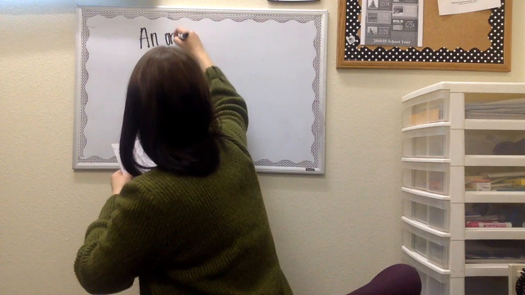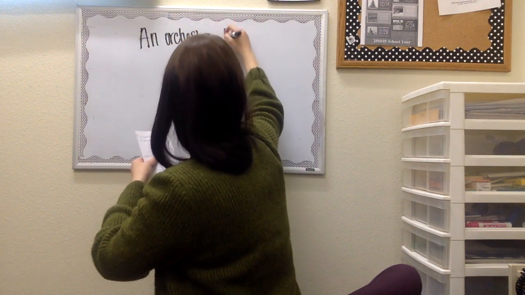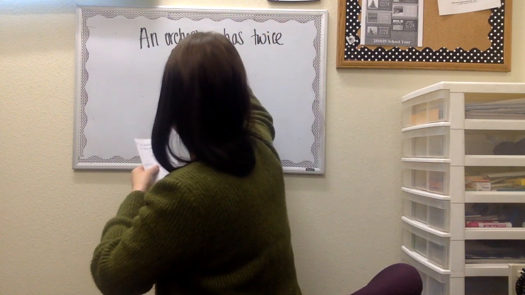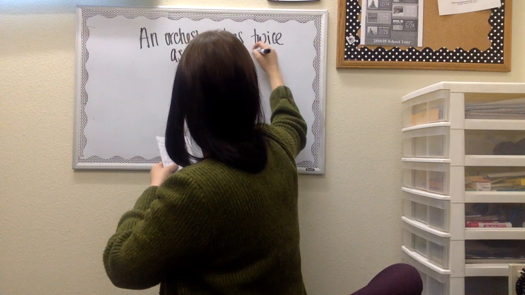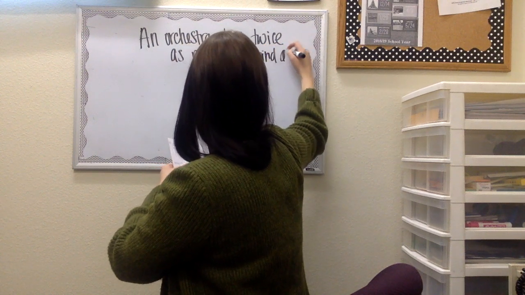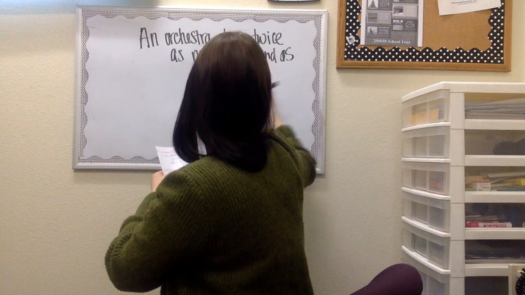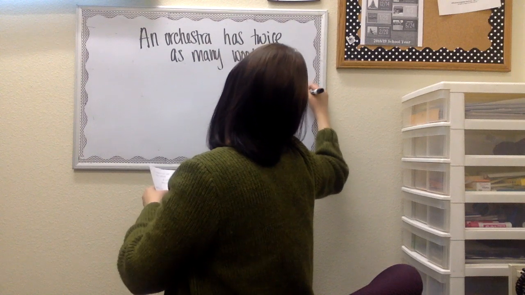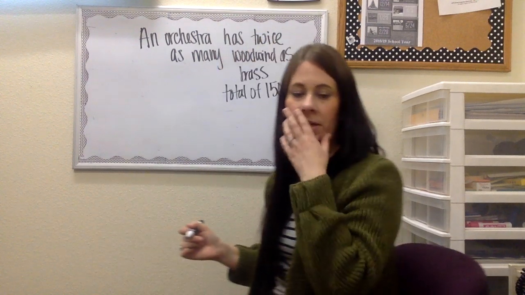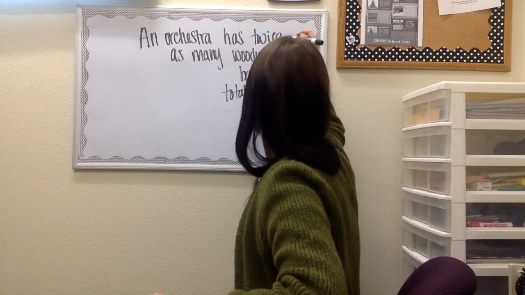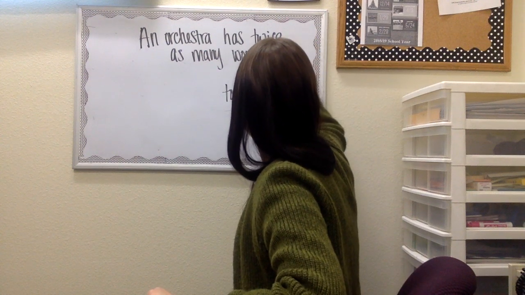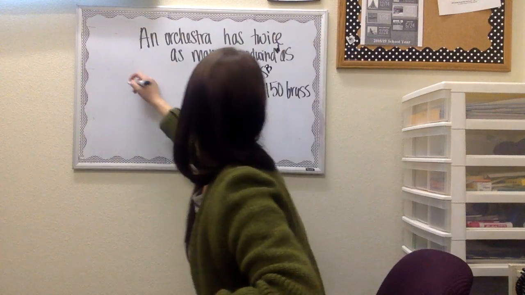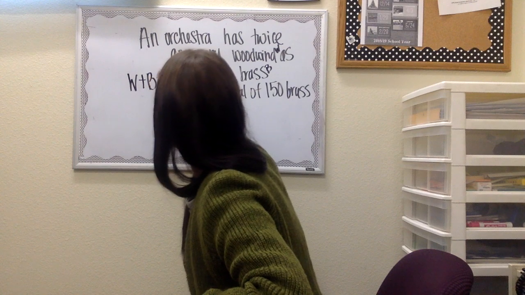So an orchestra has twice as many woodwind as brass. And there's a total of 150. Now, in this problem, they want us to write two equations. So what we're going to do is make woodwinds W, and brass B. And we have a total of 150. So here's one equation we could write. W plus B equals 150.